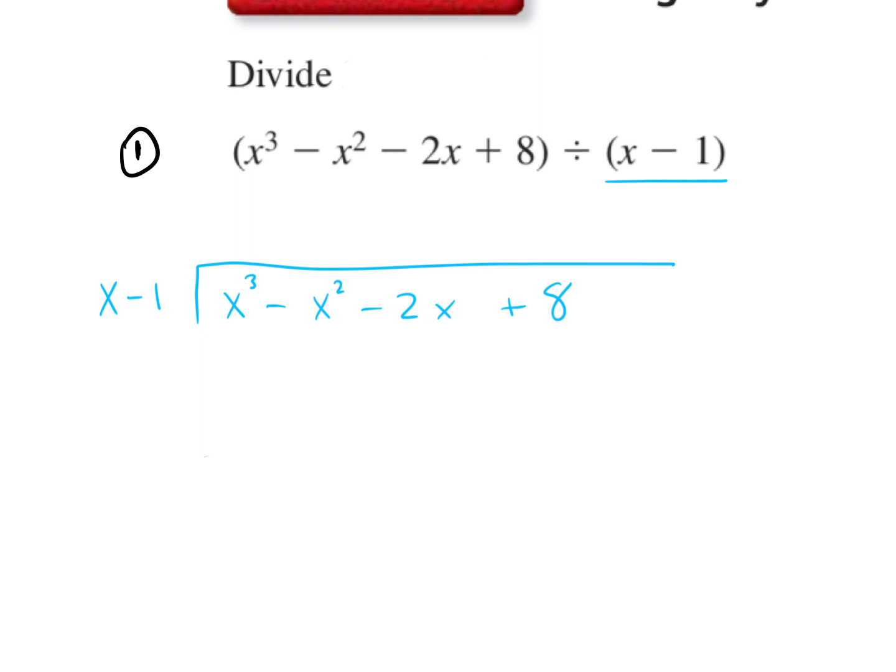Now I need to see how many times x goes into x cubed, so I can think about it like I'm dividing x cubed just by the x, just by the first term. If I divide x cubed by x, what am I left with? x squared. So I'm going to write that on top of the x squared term. You want to keep your like terms in line, so I write that right on top of my x squared term.